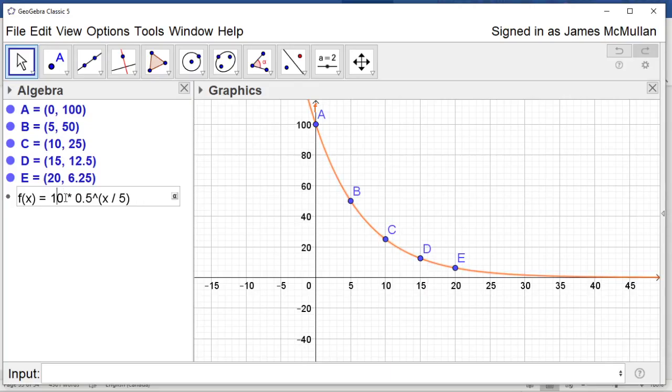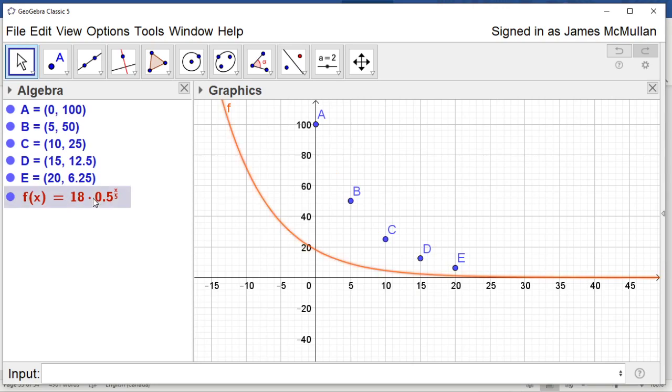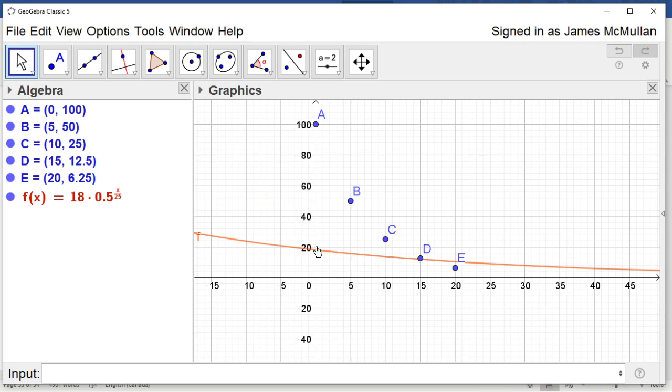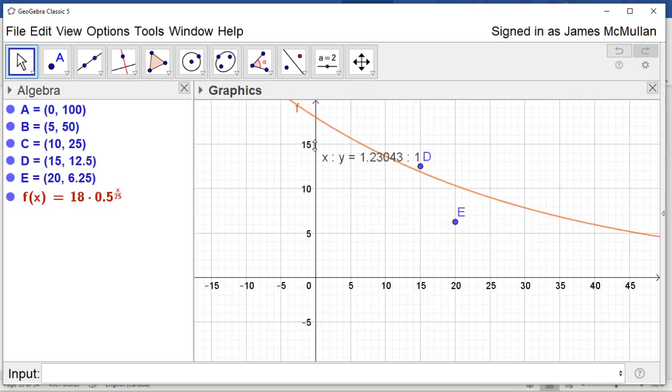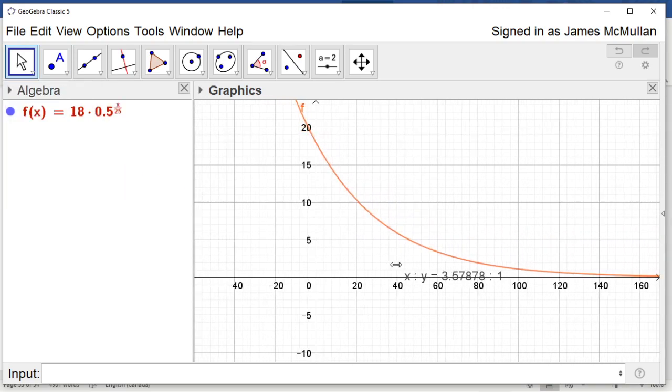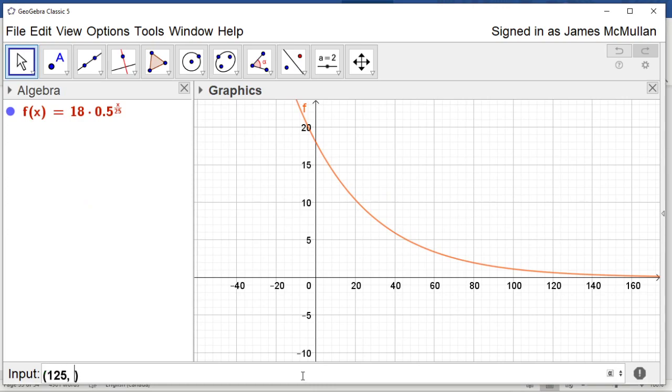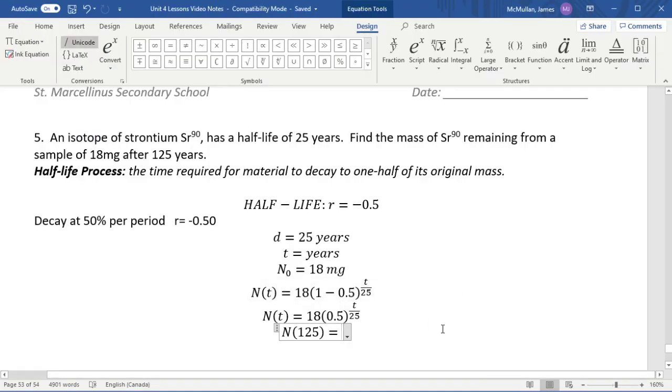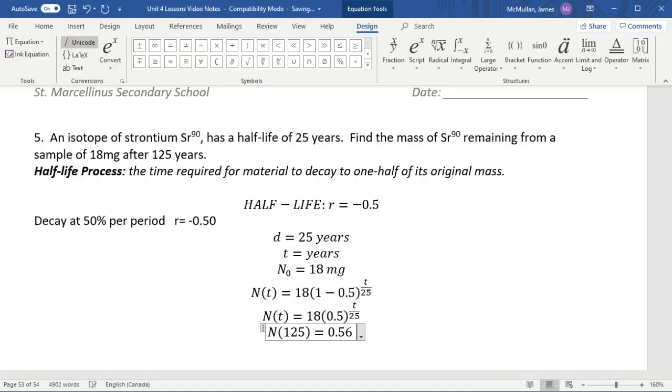So it said it was 18 times 0.5, and the half-life was not 5 years, it was 25 years. And you can see that something on a 25-year half-life takes a lot longer than what I drew to decay. But where is it 125 years later? So 125 and f of 125. It's down here at 0.56. So you can see there isn't a great deal of it left 125 years later. Okay?